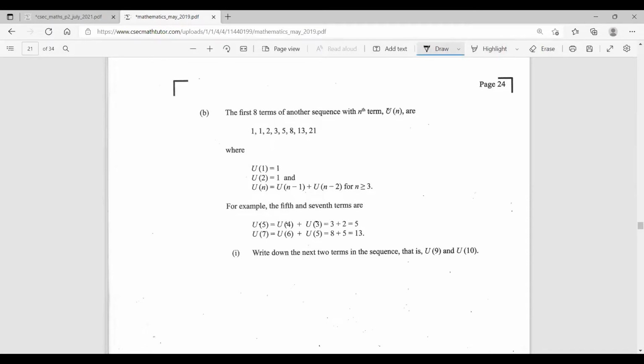That's what they're saying. So U4, we have to go back up here. Which one of them is U4? 1, 2, 3, 4. That's how we got 3. Where's U3? 1, 2, 3, which is 2. 3 plus 2 is 5. Let's do U7. U7 is U6 plus U5. Where's the 6th term? 1, 2, 3, 4, 5, 6. That's how we got 8. Where's U5? The term before it, 5. 8 plus 5 is 13.